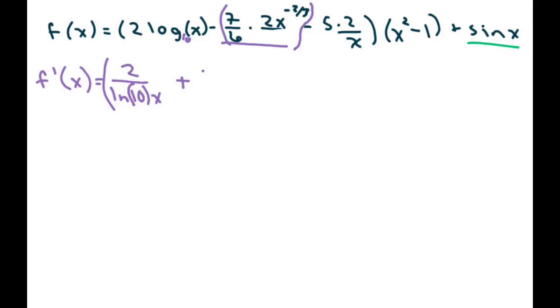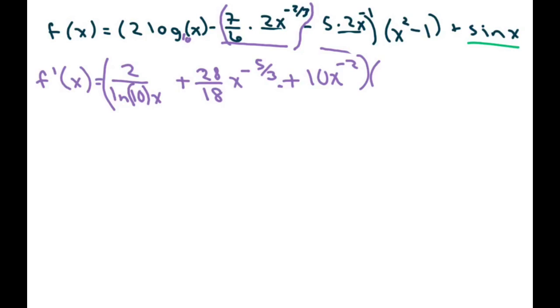When you multiply this out, you're going to get negative, it's 14, negative 28 over 18 x to the negative 5/3, and this piece here is going to be, if I move this x up here, this is going to be x to the negative 1, so it's going to be plus 10x to the negative 2, and then you just multiply it by this, which is going to be x squared minus 1.